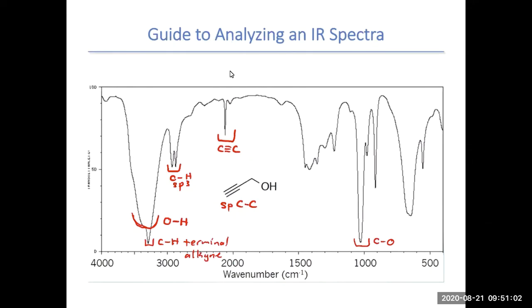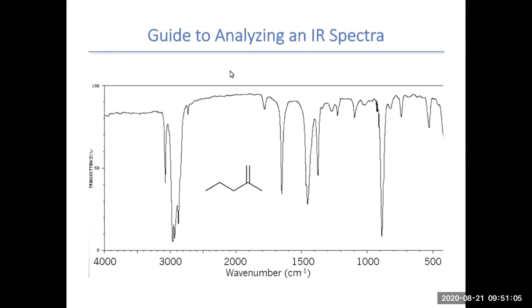So let's look at our second example. In our second example, we have an alkene. And if we remember, the carbon-carbon double bond tends to show up around 1600. And we can see right here, we have a carbon-carbon that's sp2 hybridized. It's right around 1650 where our double bond tends to show up. We also have carbon hydrogens from an sp3 hybridized carbon.